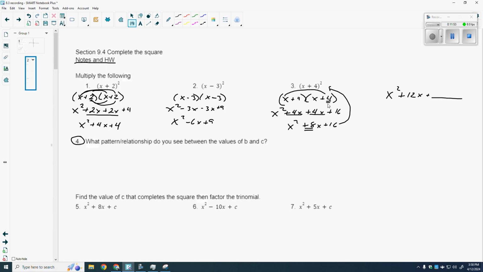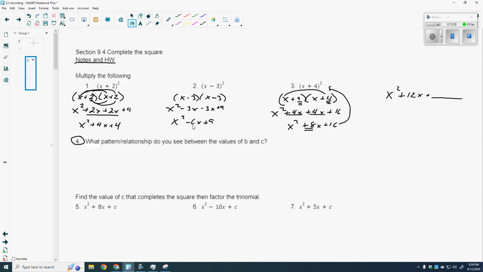Well, this number here times this number here is what gave me the 16. So if I took 8 and divided it by 2, I would get 4. And if I take that 4 and multiply it by itself, or square it, I get that number there. So if I take this coefficient of x, called my b value, and divide it by 2 and square it, it looks like it gives me this number here.